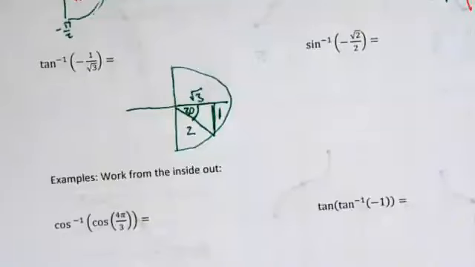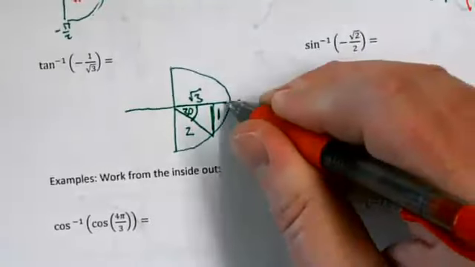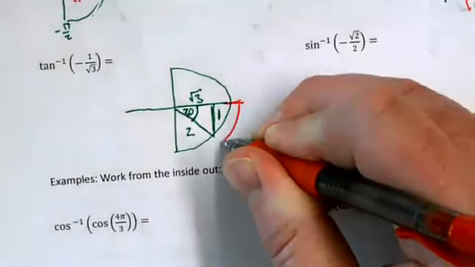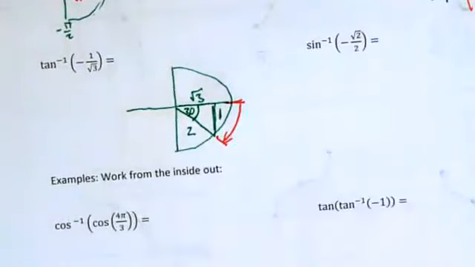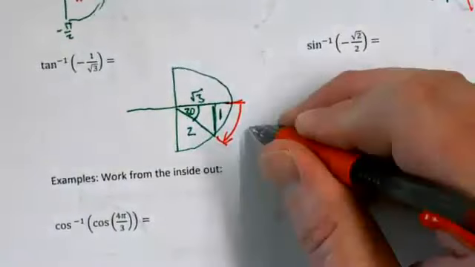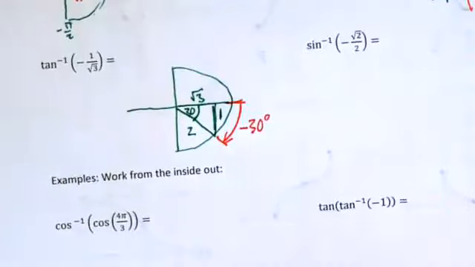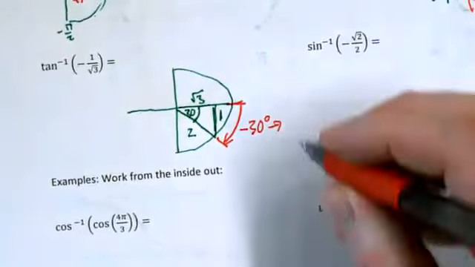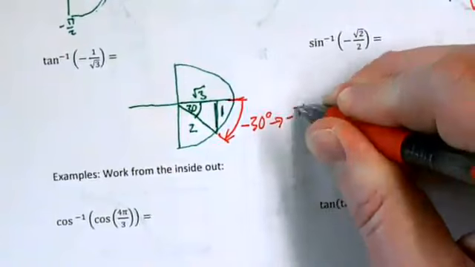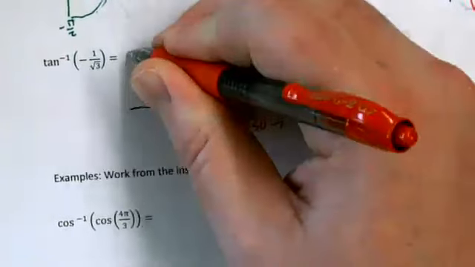But 30 is not my answer. We always have to start from the positive x-axis and rotate around till we get to that line. And the fact that I'm rotating that direction means that my answer is not going to be positive, but negative, right? So my answer in degrees is negative 30 degrees. Convert that to radians, we got negative pi over 6.